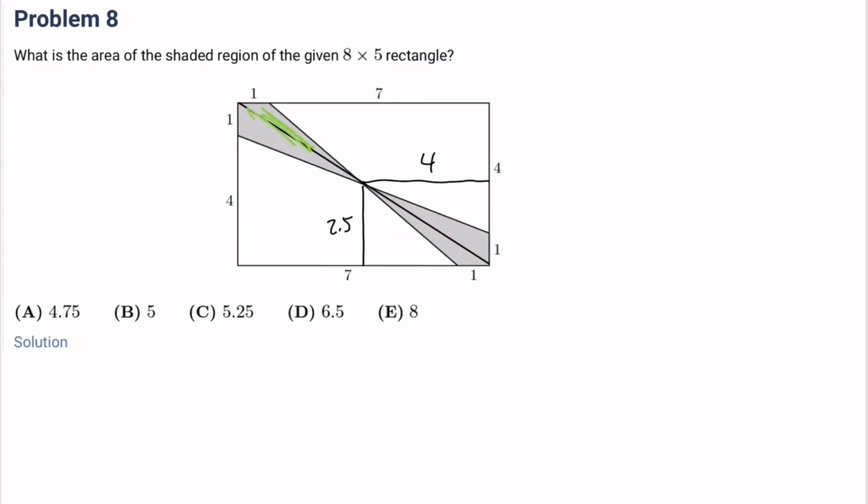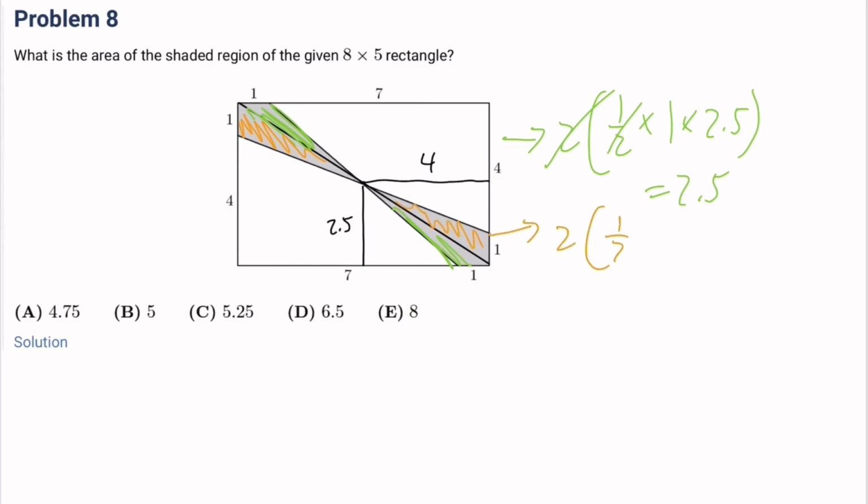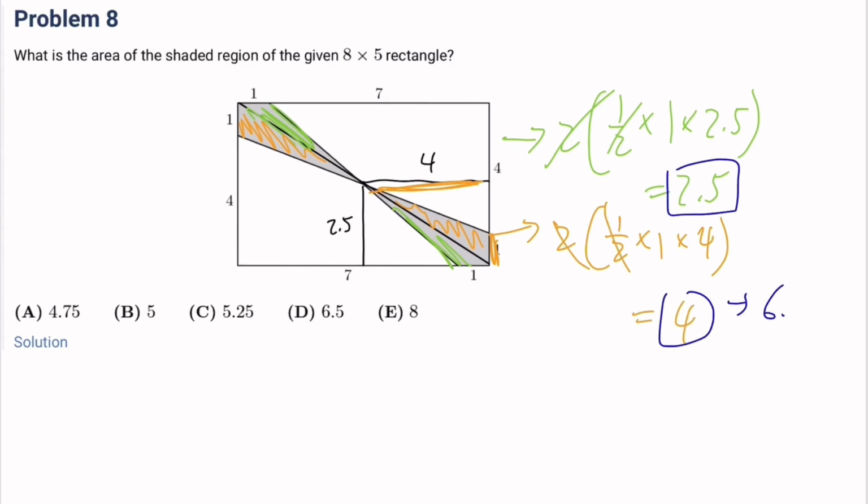So for the green triangles first, there are going to be 2 times because there are 2 of them. And then since they're triangles, 1/2 times, and then the base is 1, so that's 1 times, this is the height, so it's 2.5. These 2 cancel, this is equal to 2.5. And then next for these ones, these are going to be equal to 2 times, because there are 2 of them, 1/2 because it's the triangle, times 1, that's this base right here, times this is the height, so that's 4. This is going to be cancelled, and 4. So if we just add them up, it's this plus this gives us 6.5. And this is our answer, it's D.